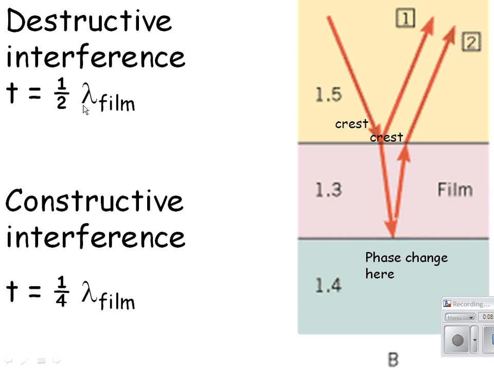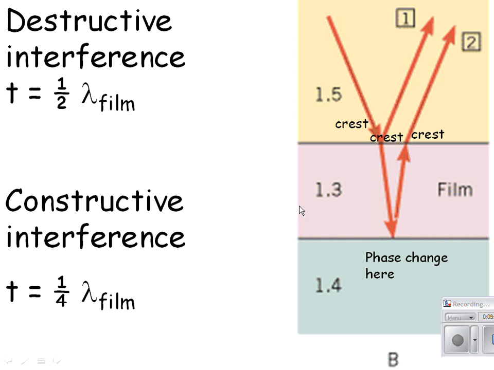So you'll see for destructive interference, the thickness of the film is half a wavelength. Now for constructive interference, it's the opposite. It's a quarter wavelength of the film. And you can see, since you want a crest right here, you go from a crest to a crest. That's typically 1 full wavelength, but you can subtract off the phase change here and have it only be a half wavelength long. And so that's why it's a quarter wavelength down and a quarter wavelength up.